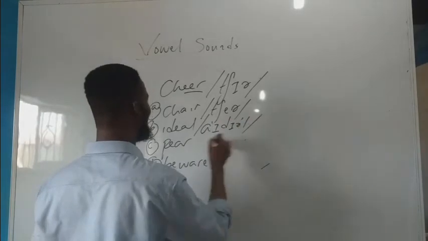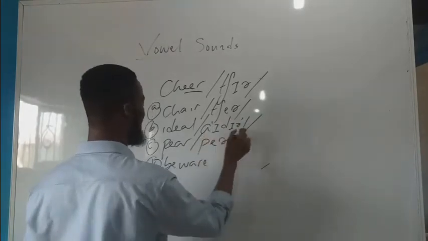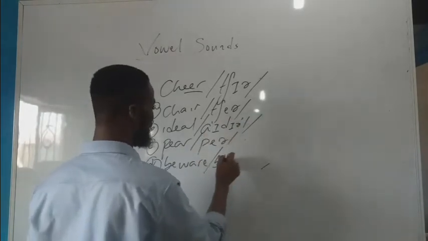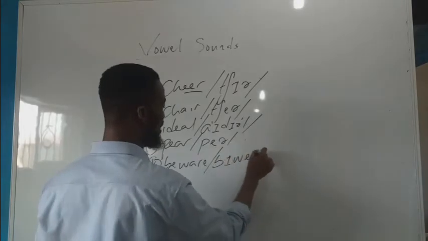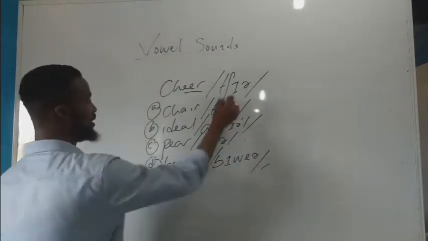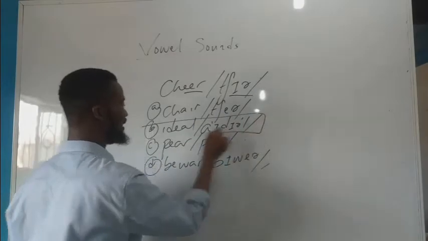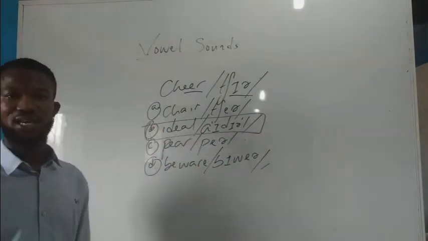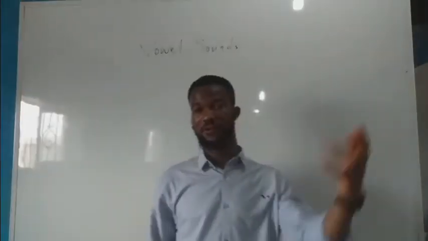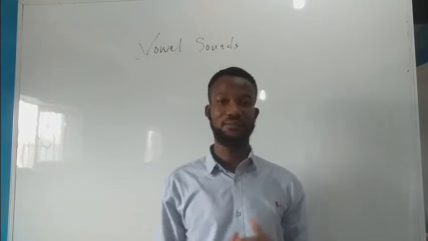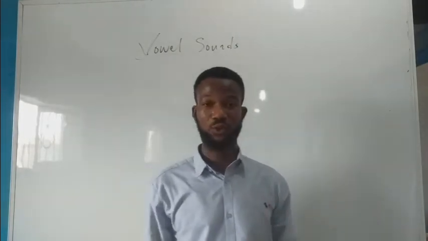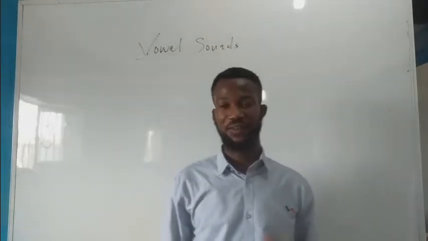Idea. Option C is called pair, and option D is called beware. So what we're looking for is actually here and can only be found in idea. Aside these diphthongs, we'll be looking at certain vowel sounds. We have 12 pure vowels and we have 8 diphthongs.